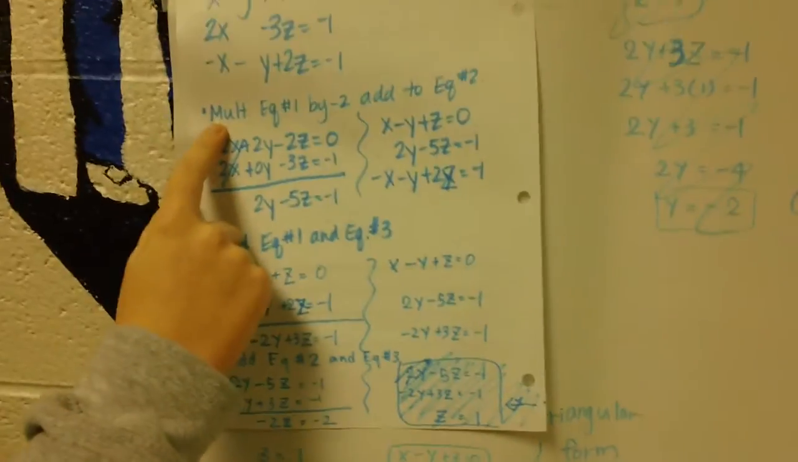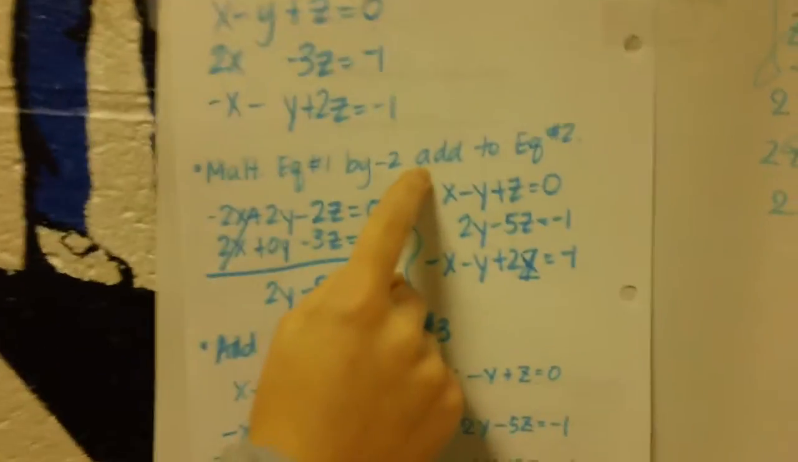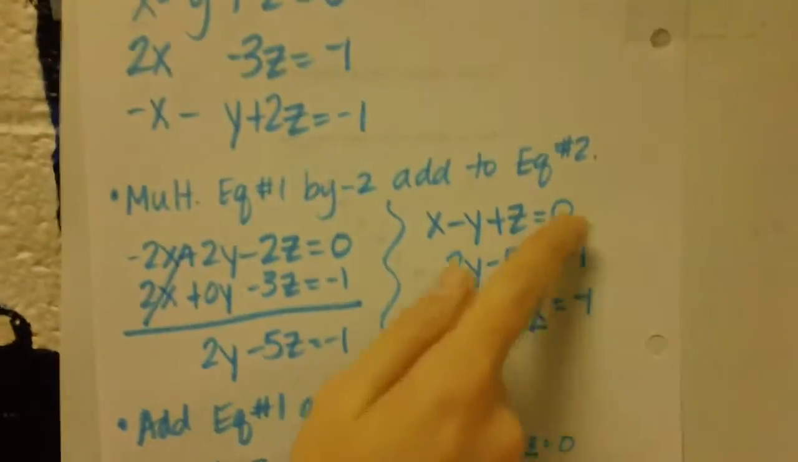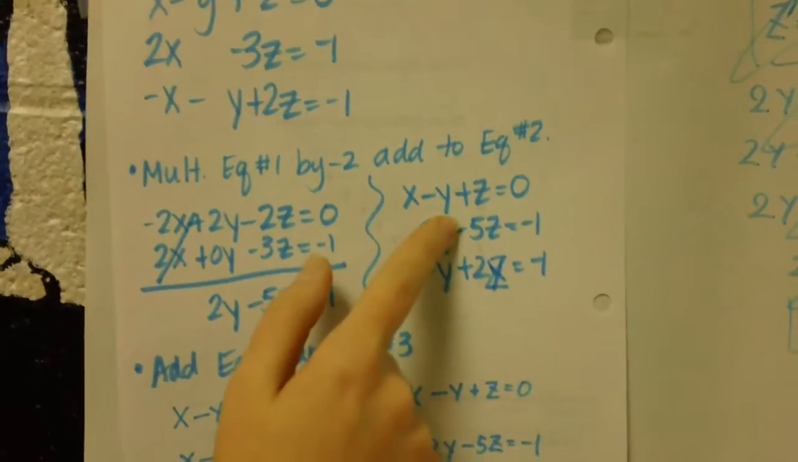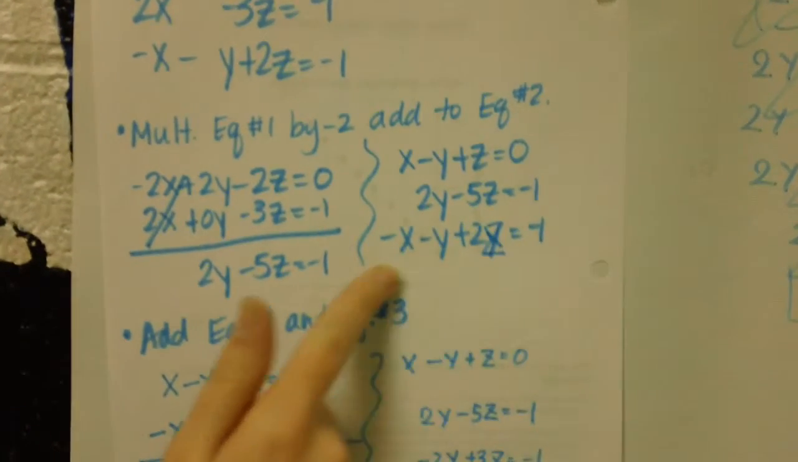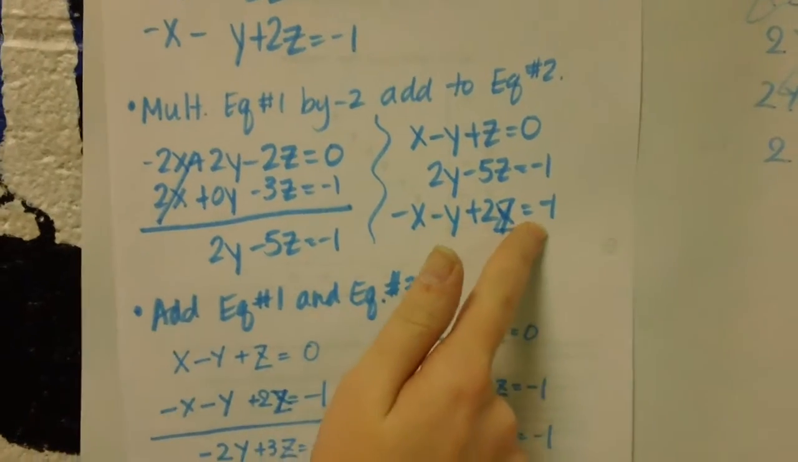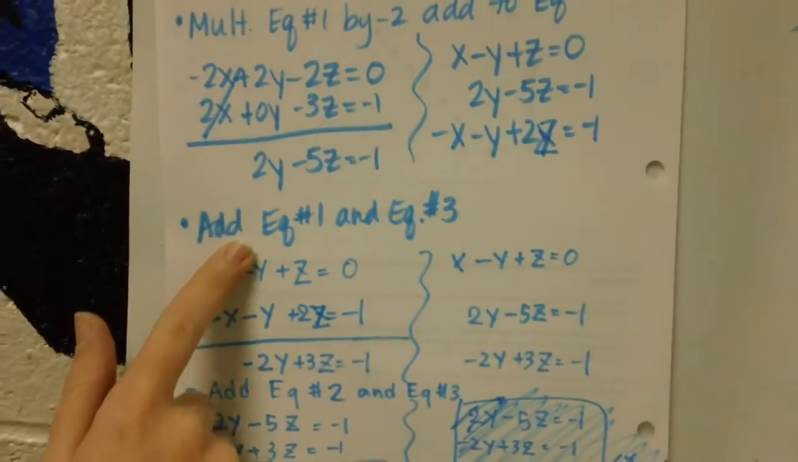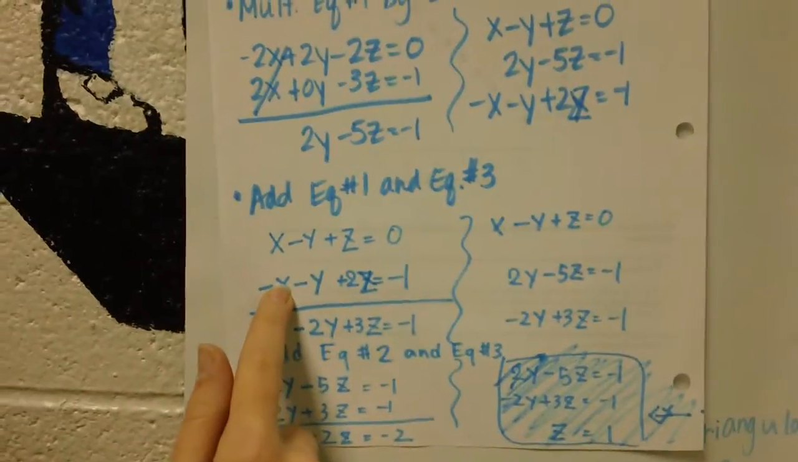But to do that, we multiplied our first equation by negative 2 and added it to equation number 2. And you would get this as your new step equation: x minus y plus z equals 0, 2y minus 5z equals negative 1, negative x minus y plus 2z equals negative 1. Then you would add equation 1 to equation 3 to eliminate the x's right here.